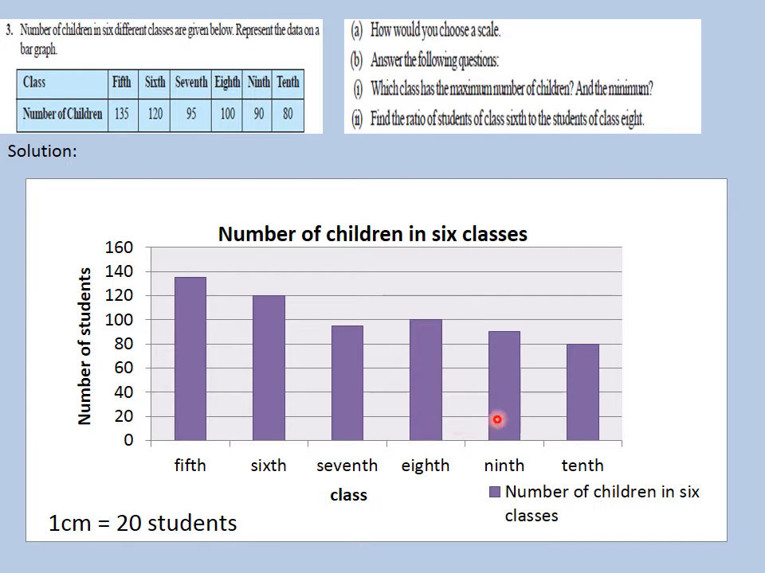And in 9th class we have 90 students. 90 is between 80 and 100, so you will draw a bar in between 80 and 100. In 10th class we have 80 students, so from 0 to 80 you have to draw a bar.